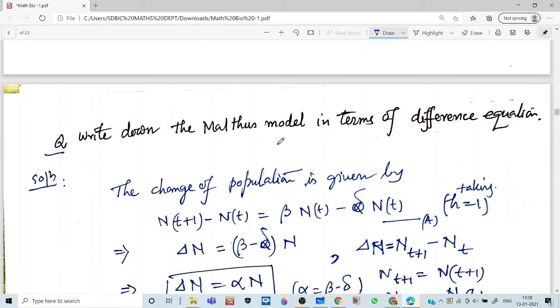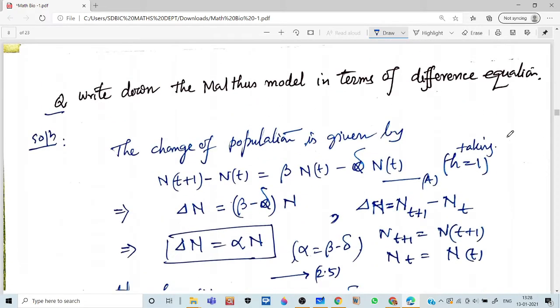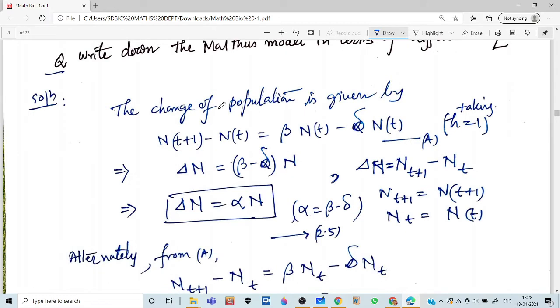Now write down the Malthus model in terms of a difference equation. The change in population is given by n(t+1) minus n(t), replacing h by 1. So n(t+1) minus n(t) is equal to beta n(t) minus delta n(t). Here we assume h is equal to 1. This is called delta n. So beta minus delta times n, where beta minus delta is called alpha. So delta n is equal to alpha into n.